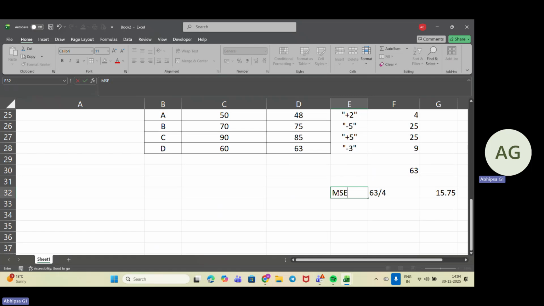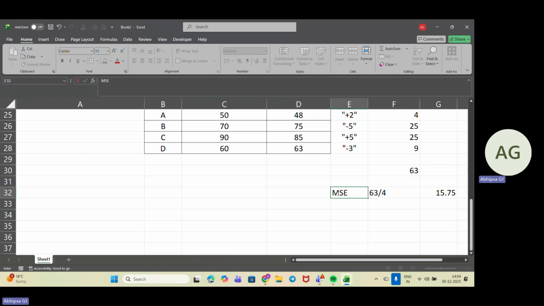So what does this MSE equal to 15.75 mean? It means the average of the squared mistakes is around 15.75. The unit is not, of course, in lakhs, it is in lakh square.